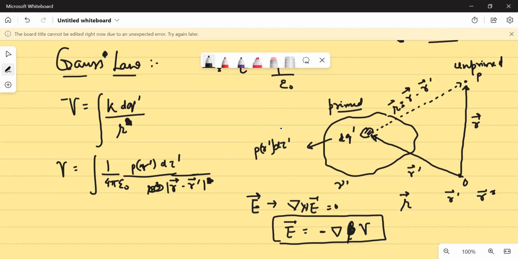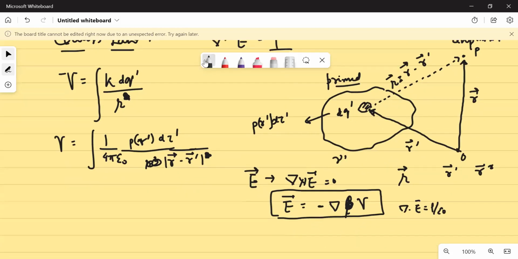Is that clear? So if I replace all these, I know that del dot E vector is equal to rho upon epsilon naught, and placing this particular thing here would give you del square V is equal to minus rho upon epsilon naught, and this is sometimes referred to in texts as the Poisson equation.